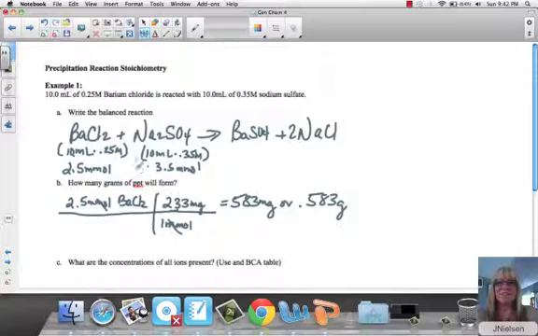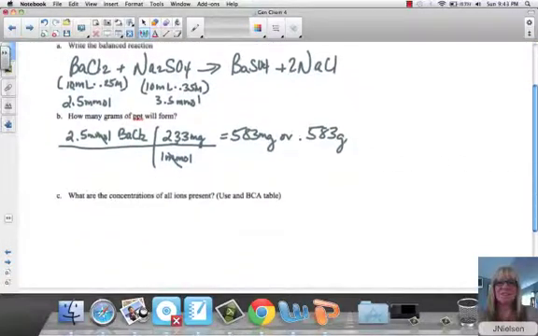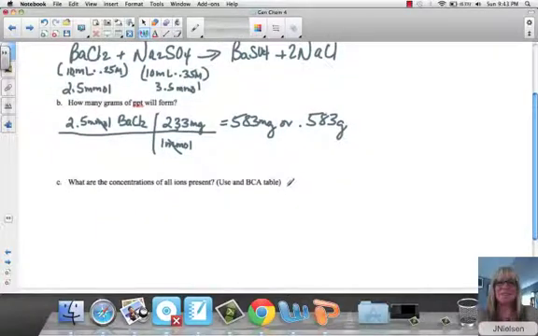What are the concentrations of all ions present? So now they want you to use what's called a BCA table, which is going to be new. BCA is before, change, after table.